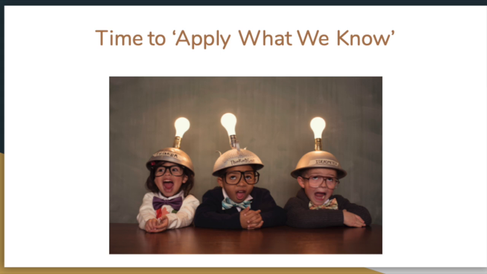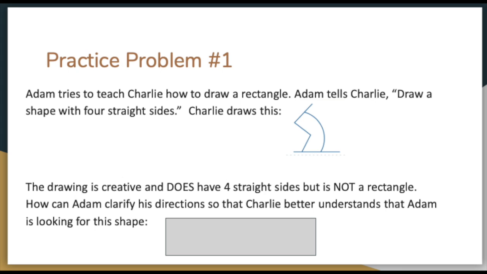All right, so let's take a moment here and look through a practice problem to apply our vocabulary. In this practice problem, Adam is trying to teach Charlie how to draw a rectangle. That's his end goal. This is something that teachers run into a lot. We think we give good instructions, and then sometimes it doesn't pan out.